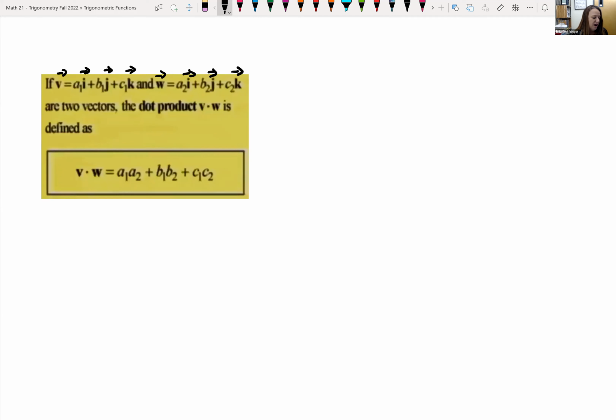So if you have two vectors with those three components, the dot product of v dot w is defined where, again, we're going to multiply our horizontal components, our vertical components together, and our components of z, or in this case, k, and then sum them together.